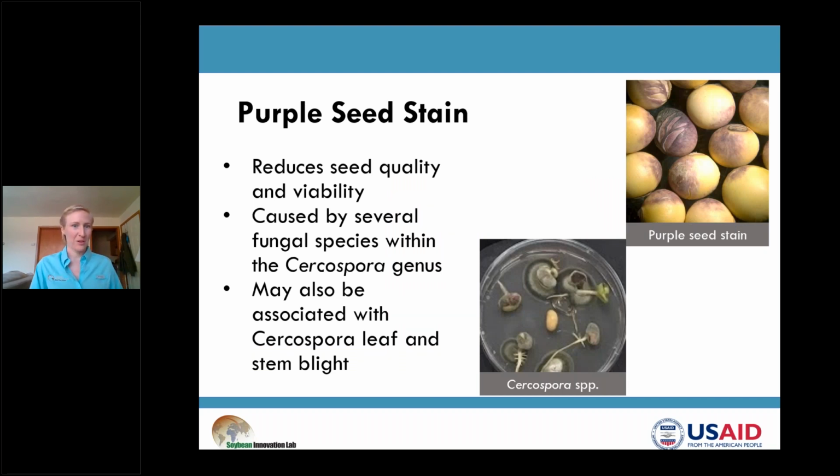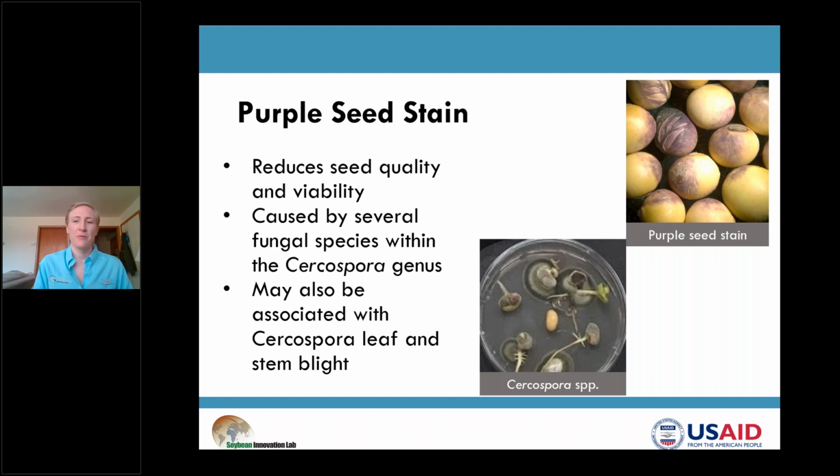So along with those protocols, again, most of that book is going to be dedicated to identification. So I'm going to go through a few important diseases that we have been seeing. So the first one is purple seed stain. And this is a pretty apparent disease, as you can see in the top right corner of the slide, that purple discoloration on the seed is very obvious symptom of purple seed stain. The reason we care about this is because it reduces seed quality and viability. This is caused by several fungi in the Cercospora genus.